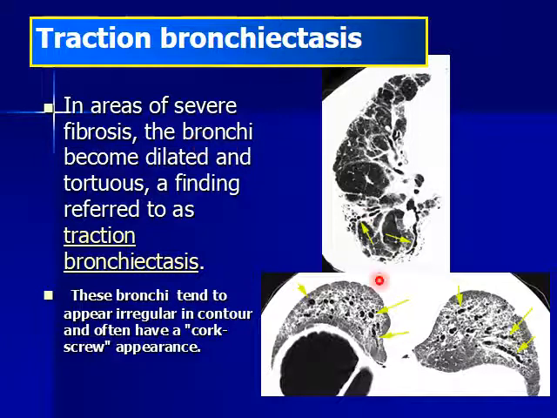What happens? When there is fibrosis surrounding the bronchi, it pulls on the wall of the bronchi, producing a corkscrew-like dilatation of the bronchi, denoting what is called traction bronchiectasis. And on the level of the bronchioles, it is called traction bronchiolectasis. This is another sign of lung fibrosis.